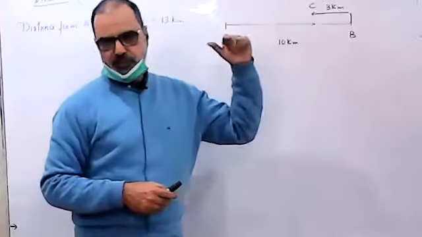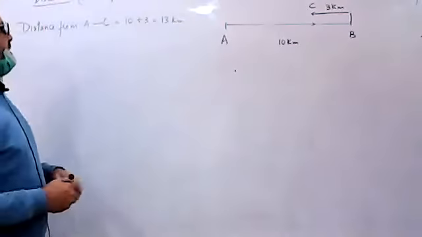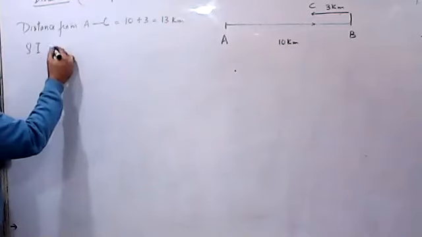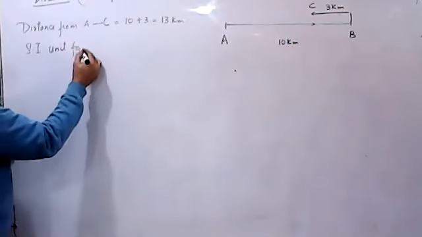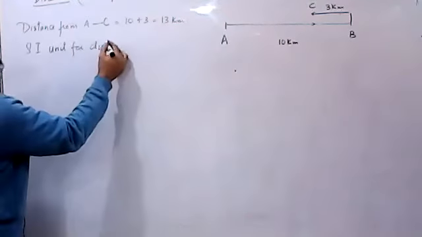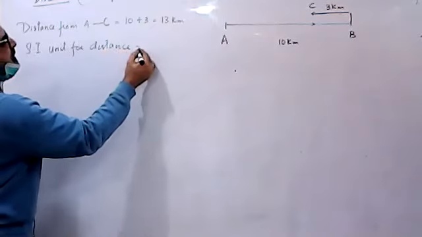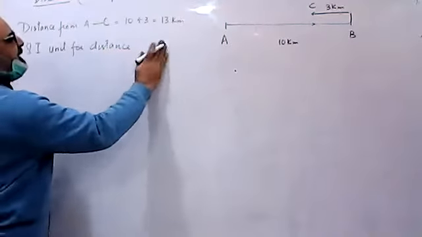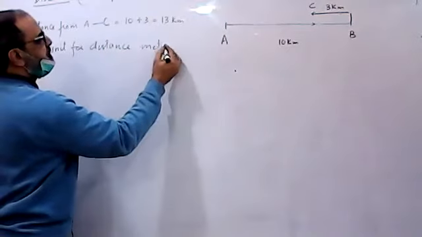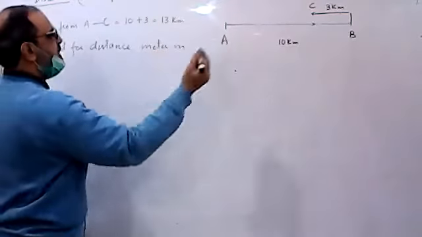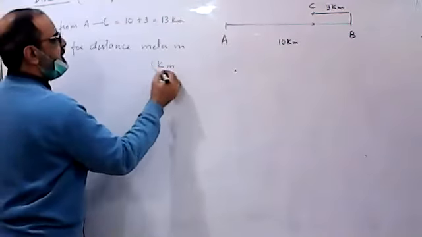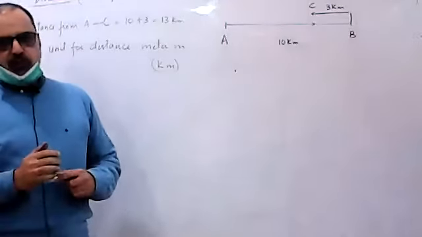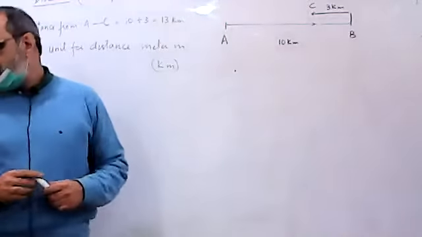Unit for the distance, SI unit, we call it standard international unit, is meter. Standard unit is meter, but the larger unit is kilometer. We can use kilometer as well, but the standard one is meter. So most of the calculation will be made in meters, not in kilometers.